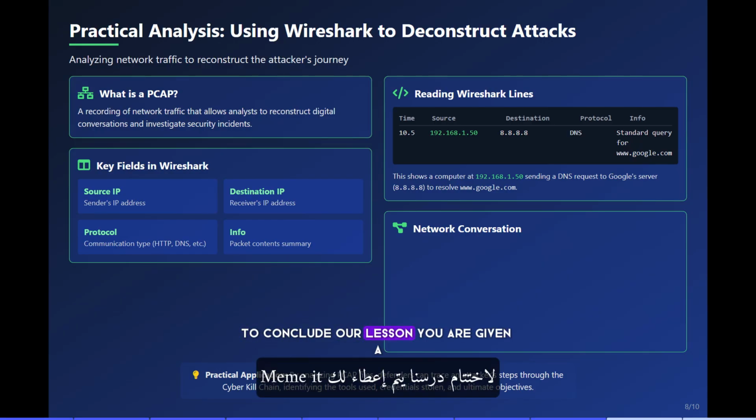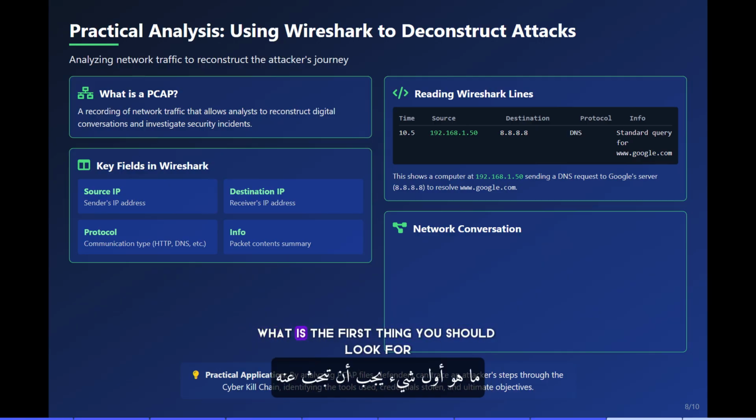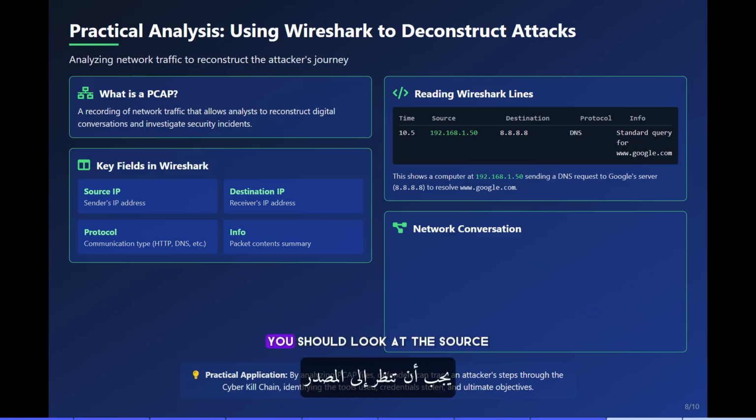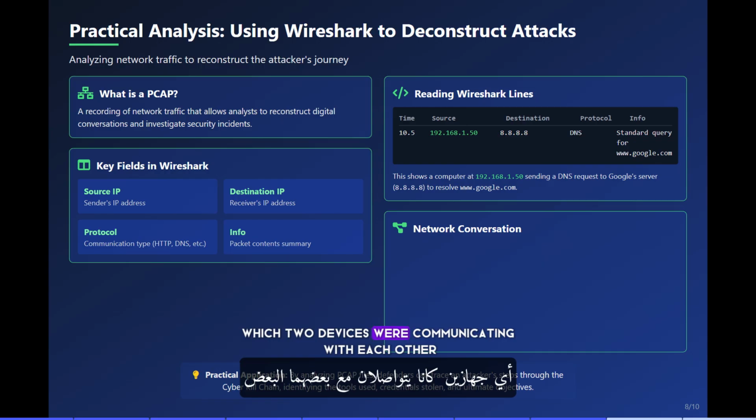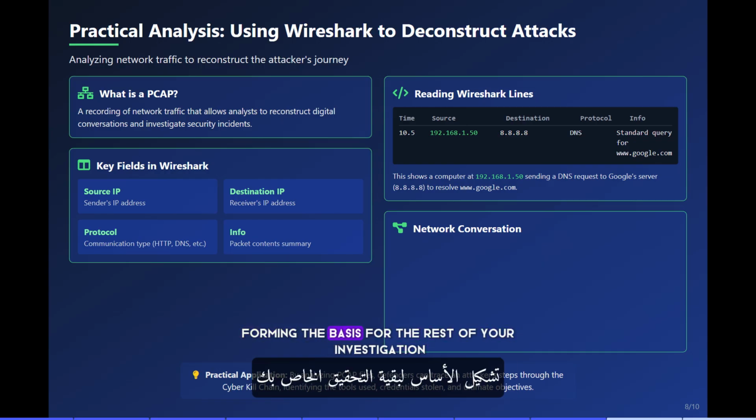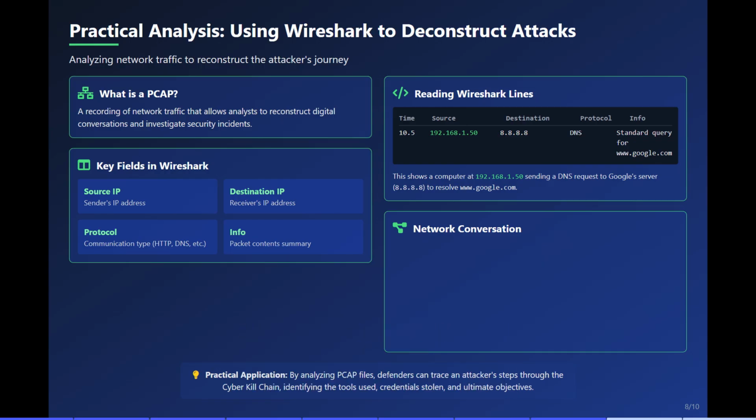To conclude our lesson, you are given a PCAP file from a potential security incident. What is the first thing you should look for to identify the two primary devices involved in a suspicious conversation? You should look at the source IP and destination IP addresses. These two columns will tell you which two devices were communicating with each other, forming the basis for the rest of your investigation. Great job!